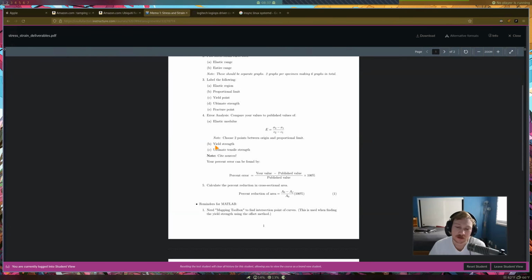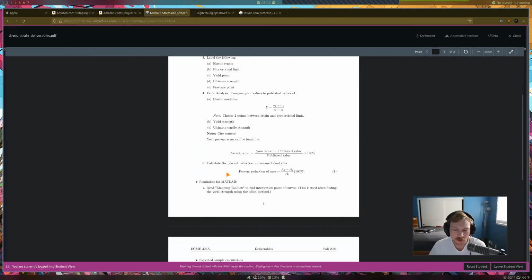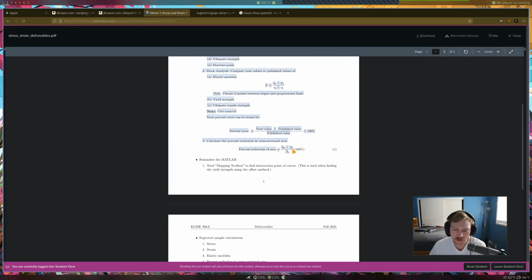And you're going to do that for the yield strength and the UTS as well. The other thing we're going to do, so I didn't do this part in the video, the percent reduction of area, but that's a very simple calculation. You can do it in MATLAB, or you can just use your calculator, I don't care. It's just the initial cross-sectional area minus the final cross-sectional area, that's the cross-sectional area of the fracture surface, divided by the original, multiplied by 100 to get a percentage.